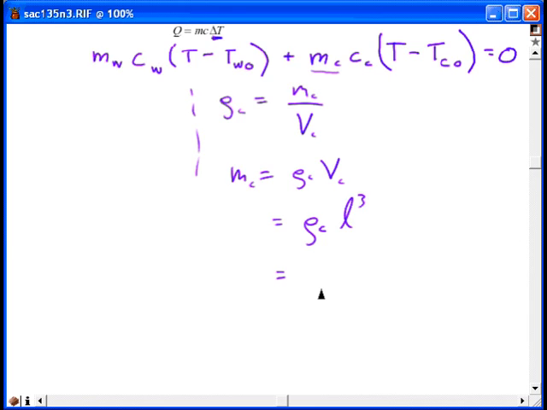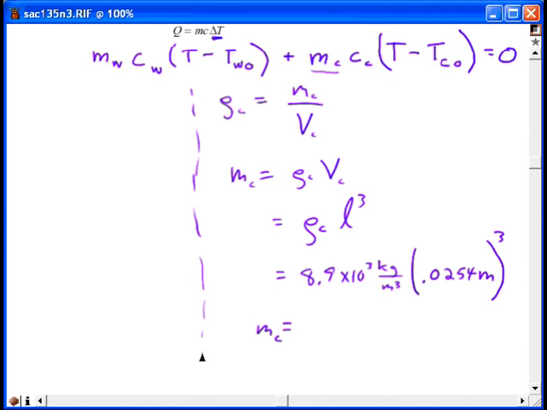So I look up the density of copper in a book. I found in your textbook 8.9 times 10 to the third kilograms per meter cubed, and then times that side length of 0.0254 meters. That's an inch, by the way. 2.54 centimeters is an inch, and then it's all cubed there. So I get for the mass of the copper that I'm going to need in that equation when I go to substitute it in as 0.146 kilograms.